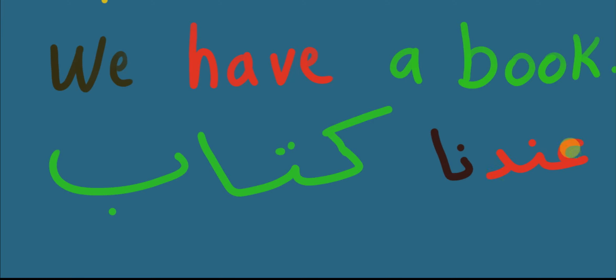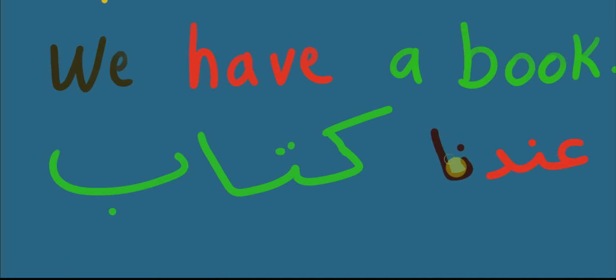So عند in this context is like have. So you say عندنا. This na here is the possessive pronoun for we. It's like saying our. You use it when you say our. So in here, the we is a separate pronoun, the first person plural. In Arabic, you use نحن if you use it separate. But when you say عندنا, it's not separate. It's attached to this عند here.